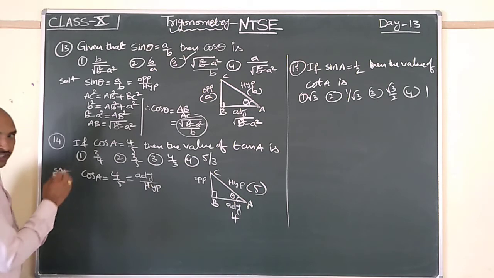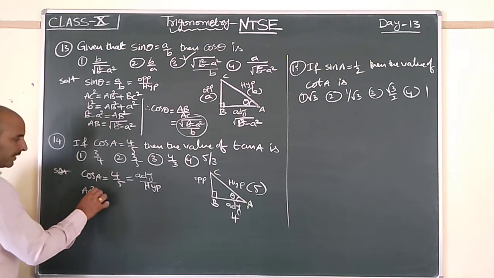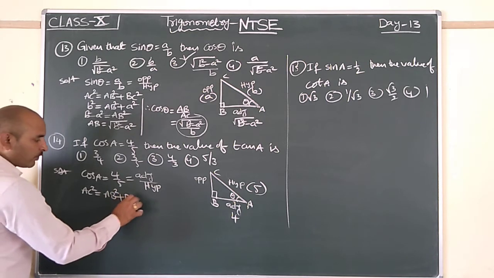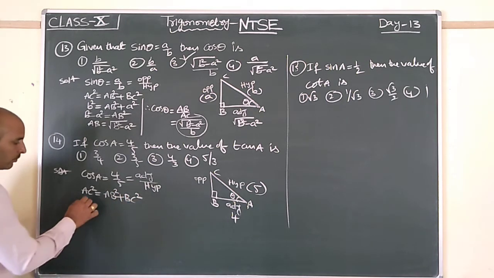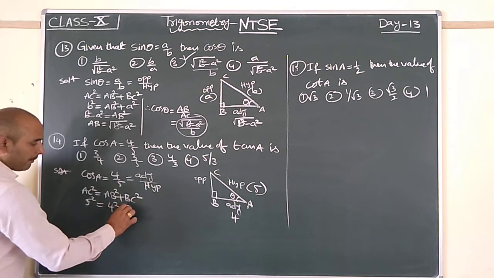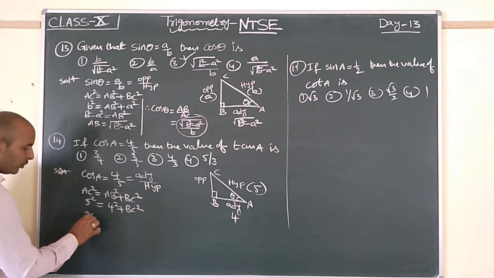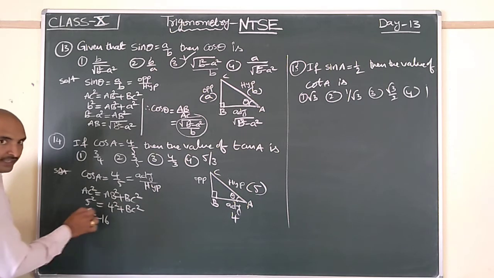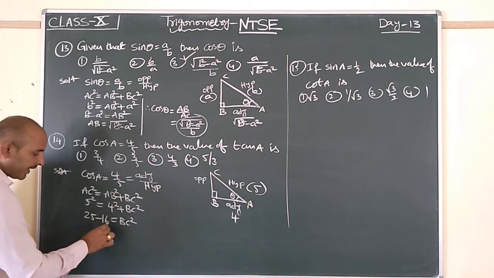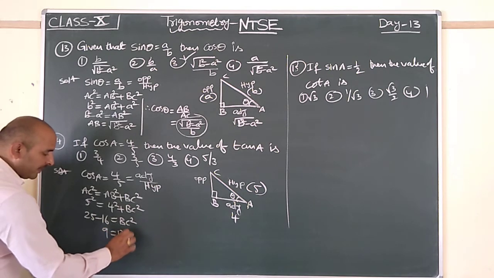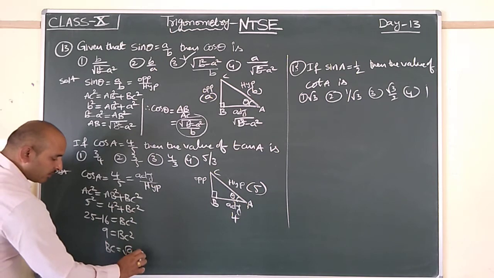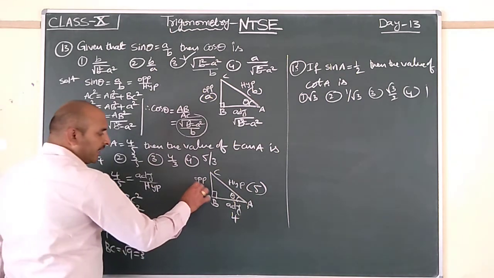So according to the Pythagoras theorem, AC square is equal to AB square plus BC square. So AC square is 5 square, equal to AB value 4 square plus BC square. 5 square value is 25, 4 square value is 16. Take this side, it is equal to BC square. 25 minus 16 is 9, so 9 is equal to BC square. So BC is equal to root 9, which is 3. BC value is clearly 3.